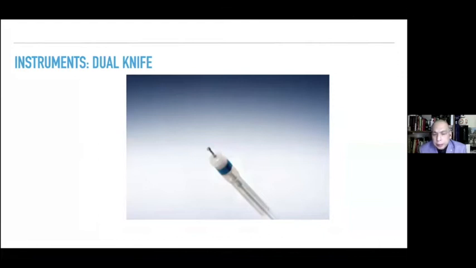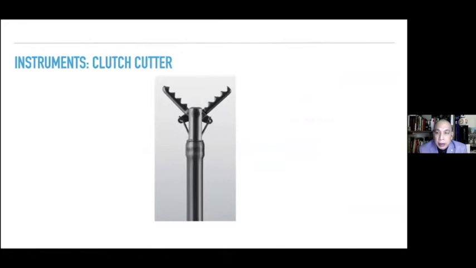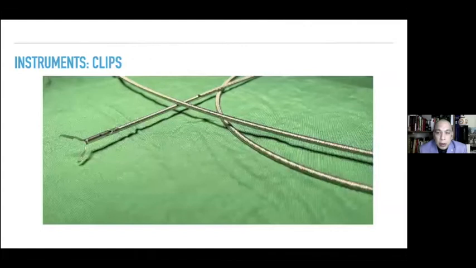A dual knife has a short needle at the tip. We use it usually in endoscopic submucosal dissection to take out early gastric lesions or early lesions in the esophagus or even in the colon. Just like your dual knife, Erbe has a specialized needle knife wherein the injection happens also through this knife. Instruments like the clutch cutter can be used to aid in cutting tissues for endoscopic submucosal dissection. And of course, clips for hemostasis or even closing perforations or intended perforations, accidental or intended.